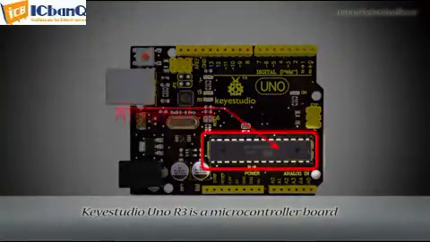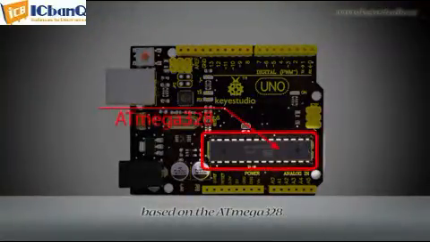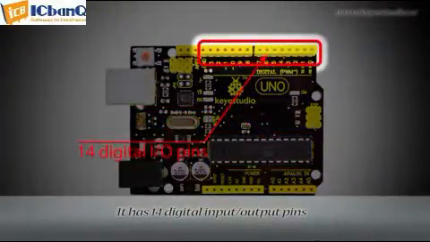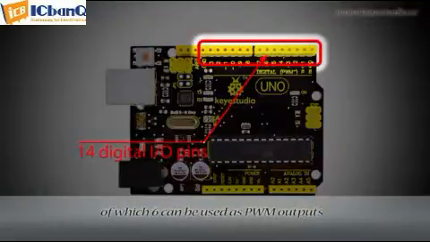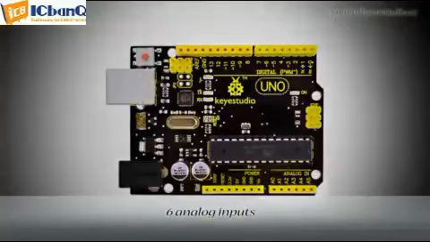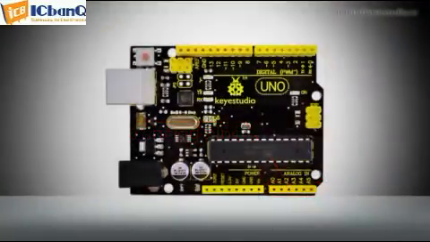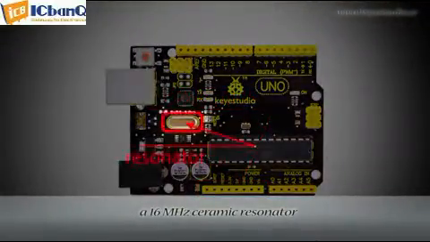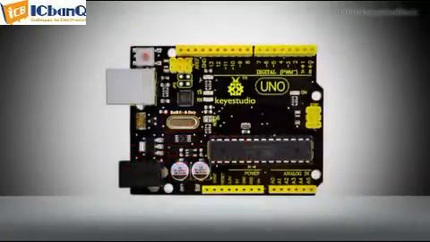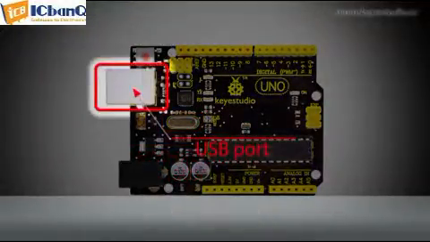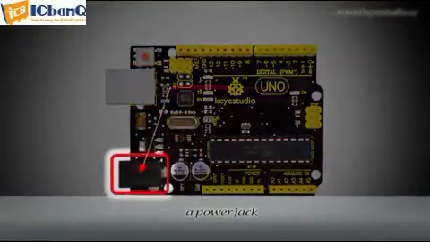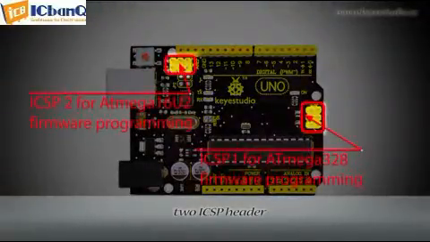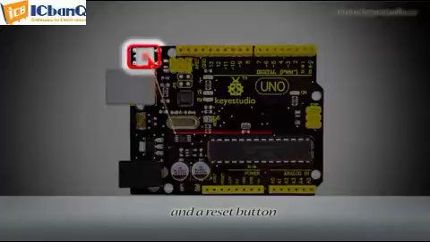Keyestudio Uno R3 is a microcontroller board based on the Atmega 328. It has 14 digital input or output pins, of which 6 can be used as PWM outputs, 6 analog pins, power pins, a 16 MHz ceramic resonator, a USB connection, a power jack, 2 ICSP headers, and a reset button.